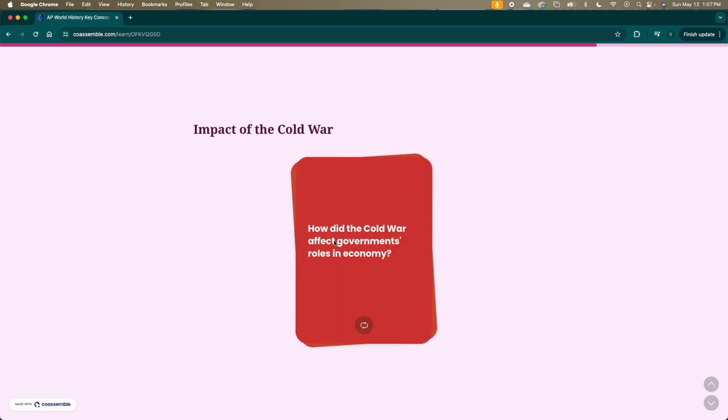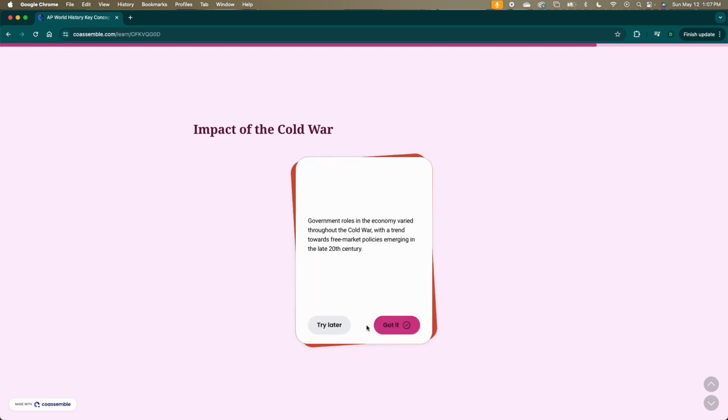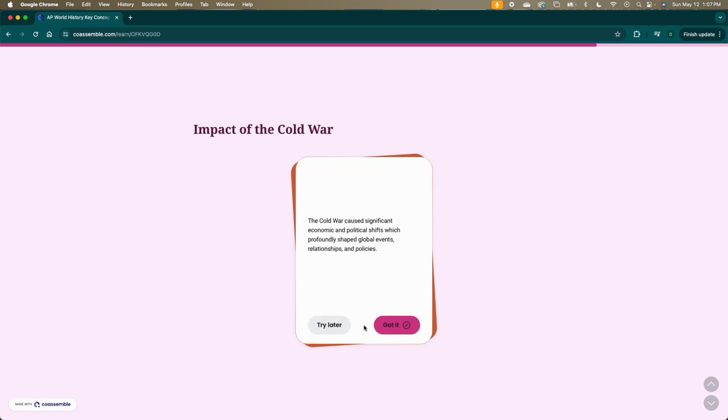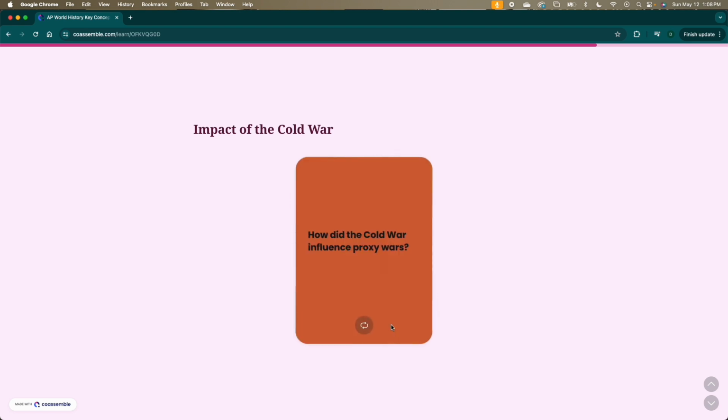And how did the Cold War affect government's roles in the economy? So government roles in the economy varied throughout the Cold War, with a trend towards free market policies emerging in the late 20th century after this war on communism. So how did the Cold War affect global events? The Cold War caused significant economic and political shifts, which profoundly shaped global events, relationships, and policies.